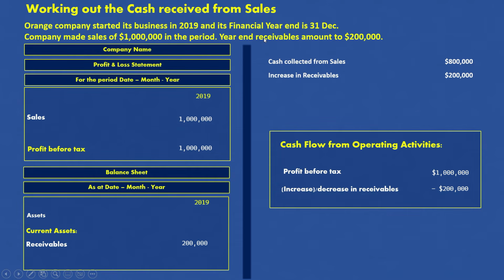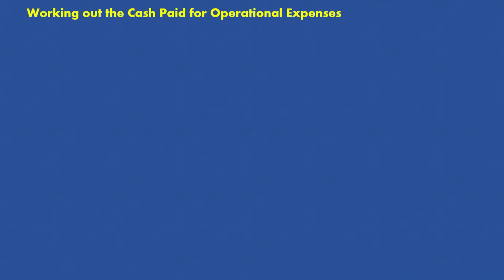So I hope that is making sense, and we are moving to more of the expenses of the profit and loss statement in the next lecture. Let us work out the cash paid for the operational expenses. Now of course operational expenses can be seen in the profit and loss statement, but those expenses are recorded on accrual basis, which means that it is not necessary that the equivalent cash has also been paid.